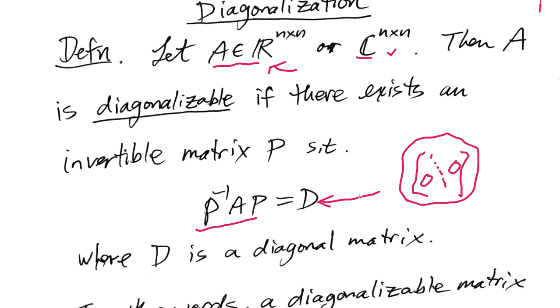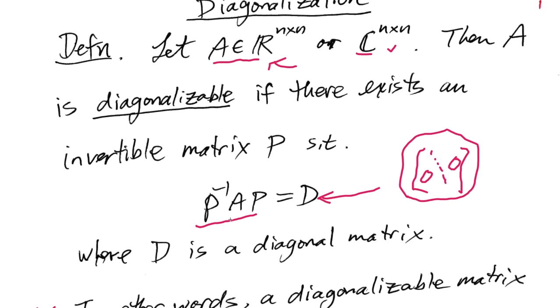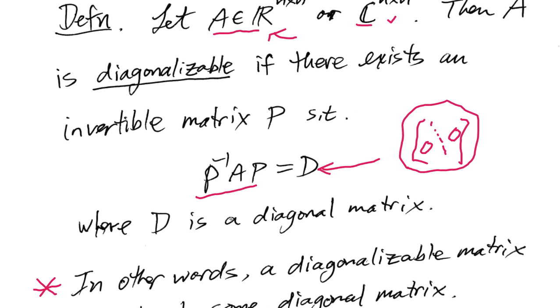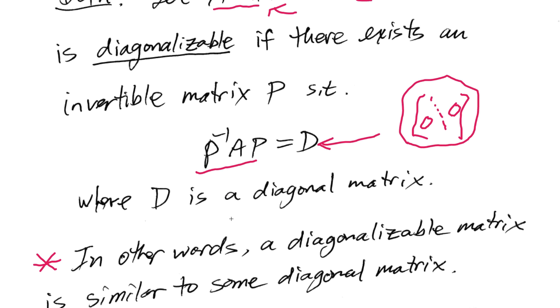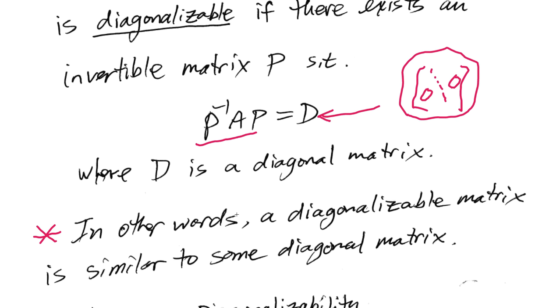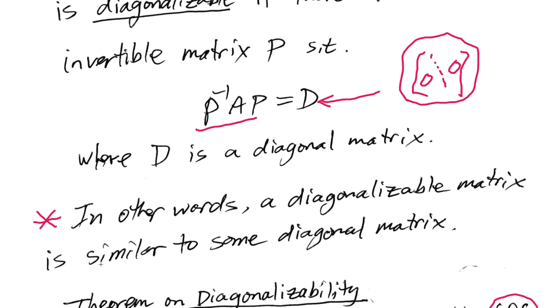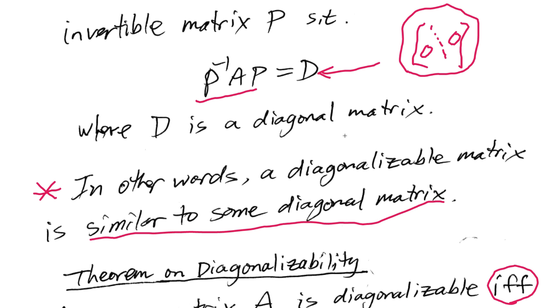Now you should recognize this form P inverse A P. With reference to what? Similarity, right? So what's another way to think about diagonalizable matrices? A matrix is diagonalizable if and only if it is similar to some diagonal matrix. In this case D is what we were calling it. But that's the idea of being diagonalizable.